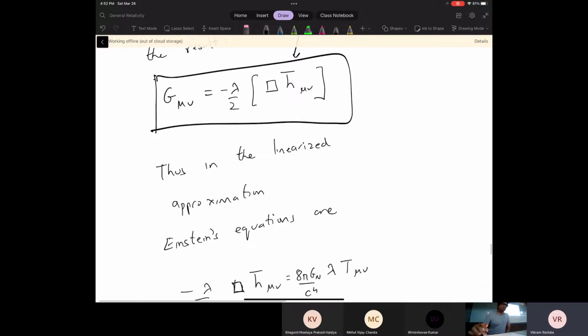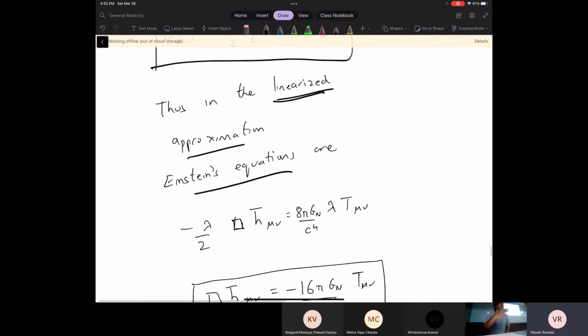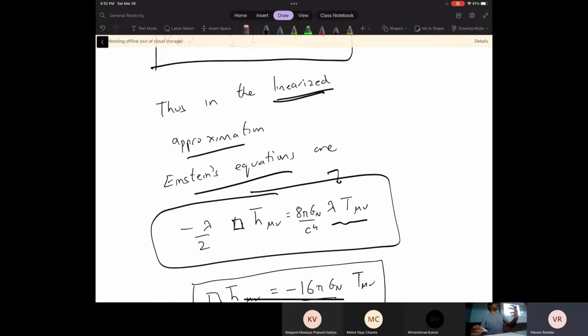So in this linearized approximation, Einstein's equations are really simple. It's minus lambda by 2 box h bar mu nu is equal to 8 pi G_N over c to the 4 times lambda t mu nu. We assume that t mu nu is first order, so we are just solving this equation now. This is the first order Einstein's equation. The 0th order Einstein equation is trivially satisfied because eta mu nu satisfies it in the absence of any stress energy tensor.